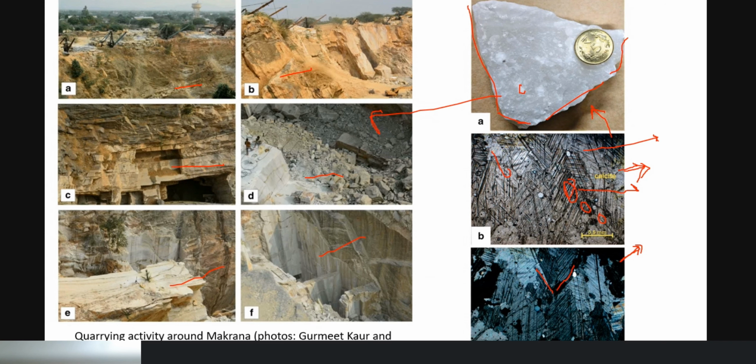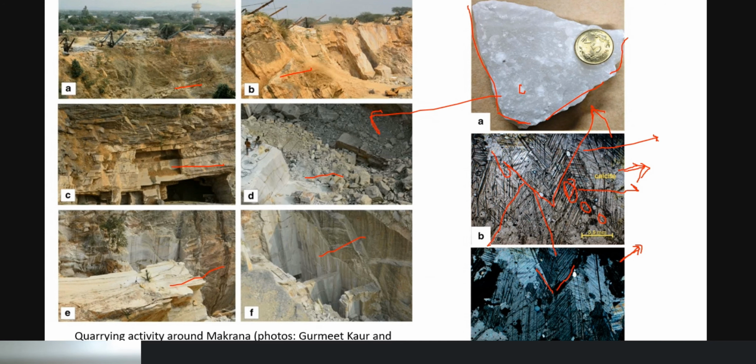But this is pure calcite. You can see these are calcite minerals. These are calcite interlocking minerals, very compact and interlocking structures, so its strength is more than other rocks.